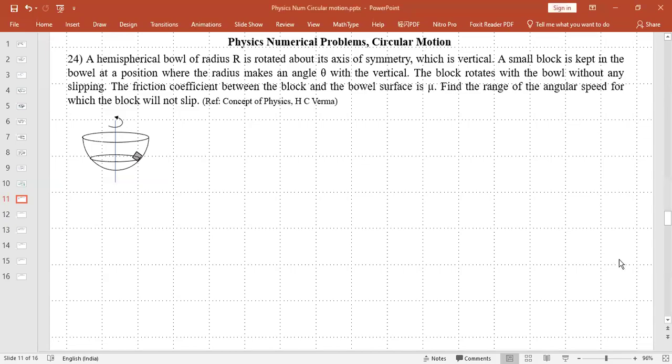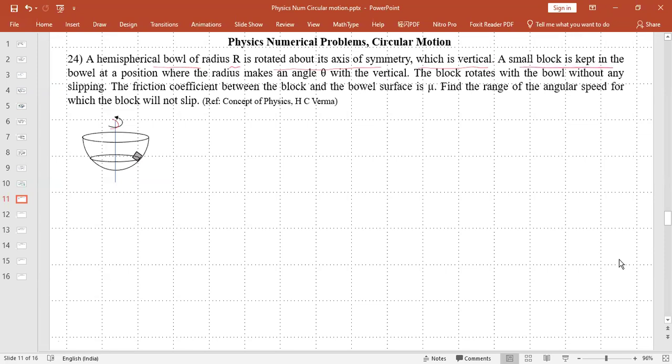Let's see this problem. This problem says a hemispherical bowl of radius r is rotated about its axis of symmetry, which is vertical. That means this is a hemispherical bowl, and it is rotating on its vertical axis.